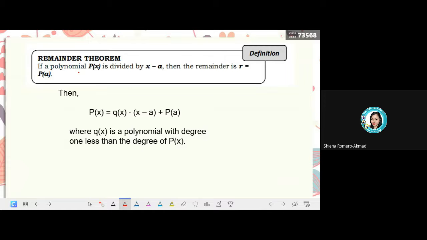Ayan. So, we have the remainder theorem. If the polynomial is divided by x minus a, the remainder is the value of that kapag sinubstitute mo na yung variable x. Okay? Where q is the polynomial with degree 1 less than the original.